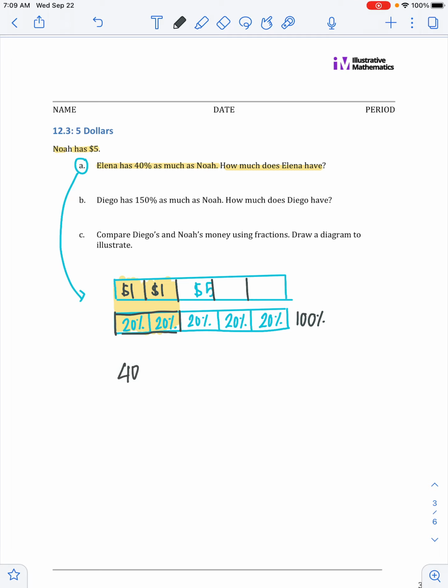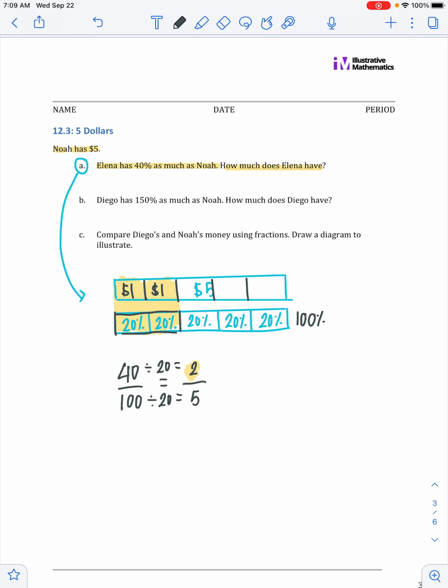I know that 40 out of 100 is equal to something out of 5. Well, 100 divided by 20 equals 5. I need to do the same thing to my numerator, and I end up with 2 out of 5, or $2 out of $5 is equal to 40%.